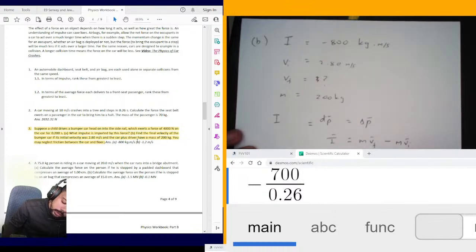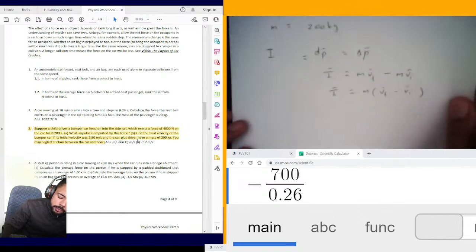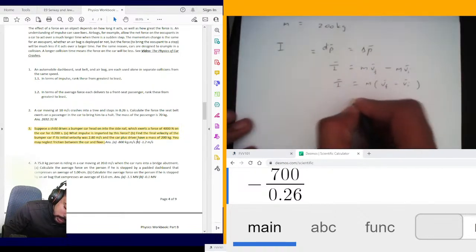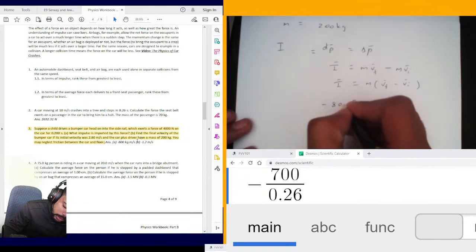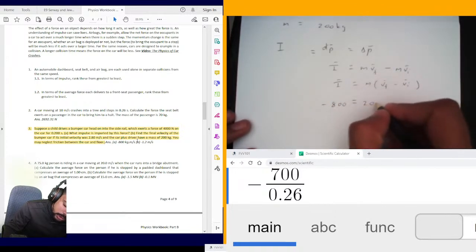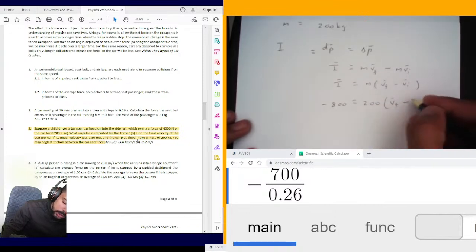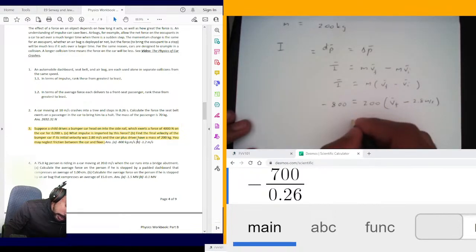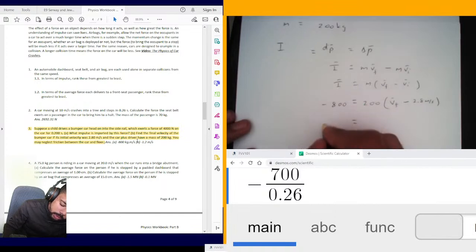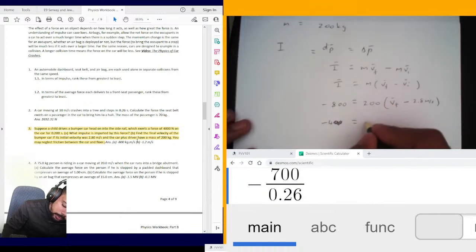Velocities are vectors. Okay. Now we know that the impulse is equal to negative 800. The mass is 200. The velocity final is what we want. The velocity initial is 2.8 meters per second. First we divide by 200, giving us negative 4. So velocity final minus 2.8 is negative 4 meters per second.